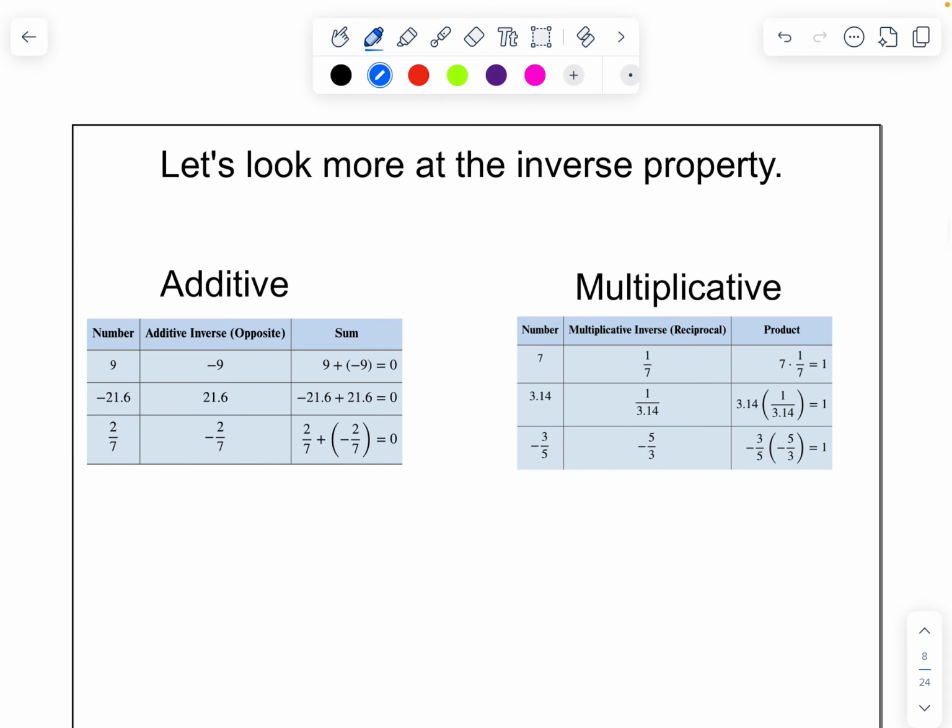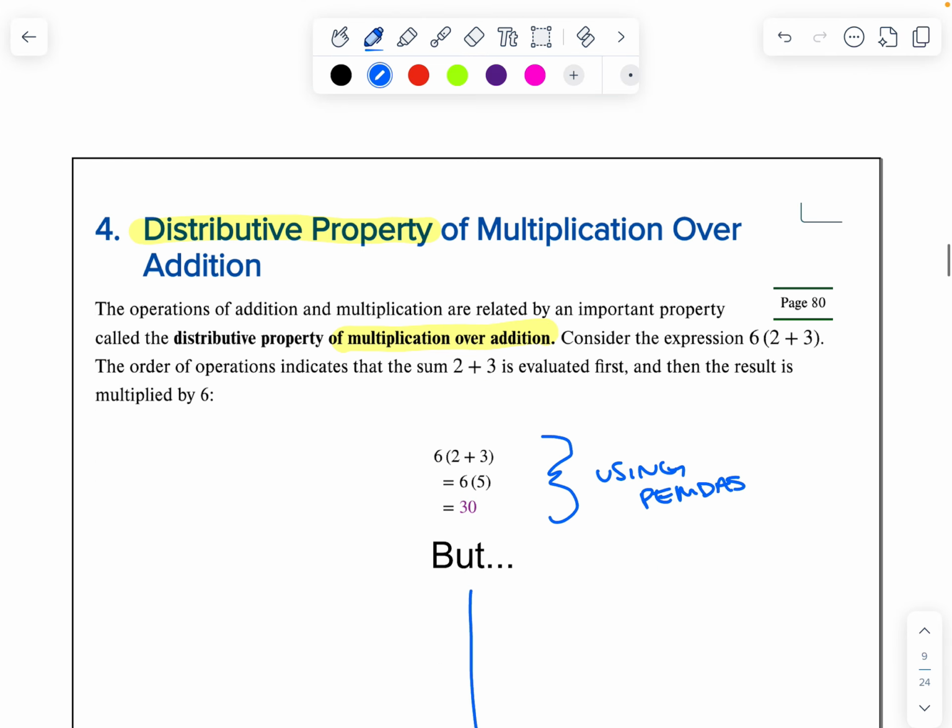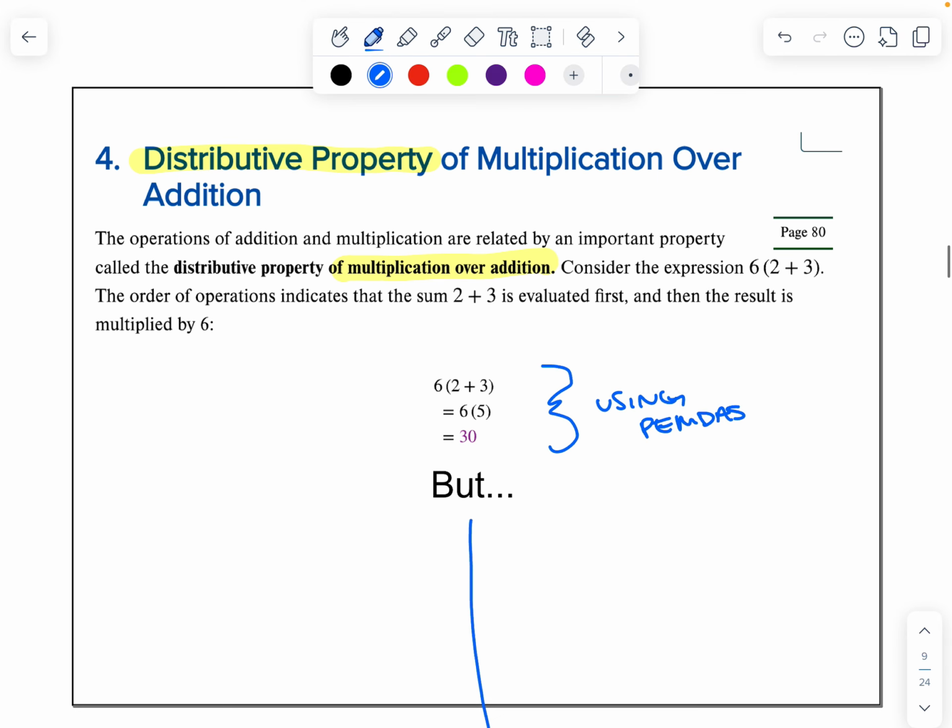Here are some other examples of that. We don't have to dwell on this because we will circle back and talk about these two properties specifically later. All right, the final and probably the most important for today is the distributive property of multiplication over addition.